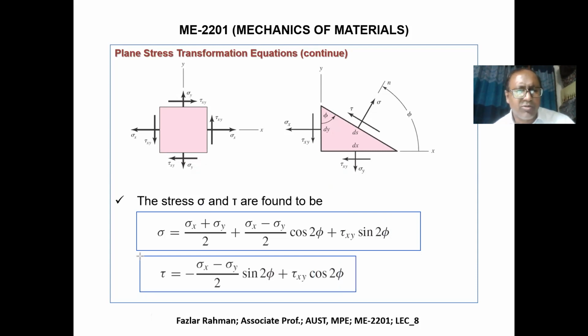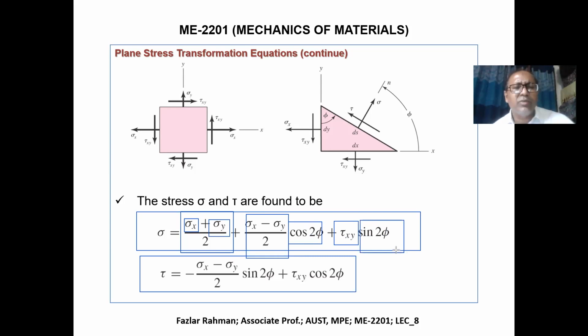Okay. Now, if we look carefully at this equation, the value of sigma depends on sigma x, sigma y, that means external load. And what is this portion? Actually, this portion is the average of sigma x and sigma y, right? Sigma x plus sigma y by 2. Then we took the difference of sigma x, sigma y divided by 2 into cos 2 phi plus tau xy into sine 2 phi. This is the formula.